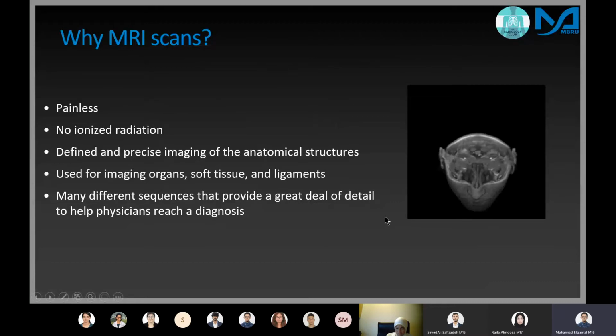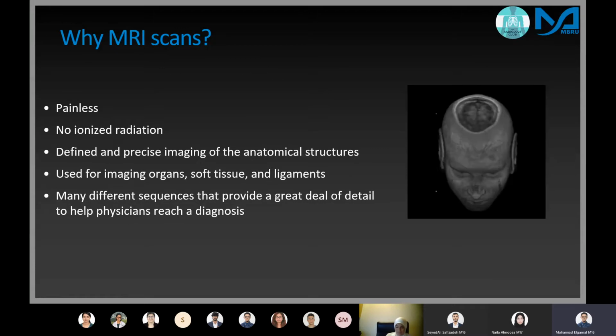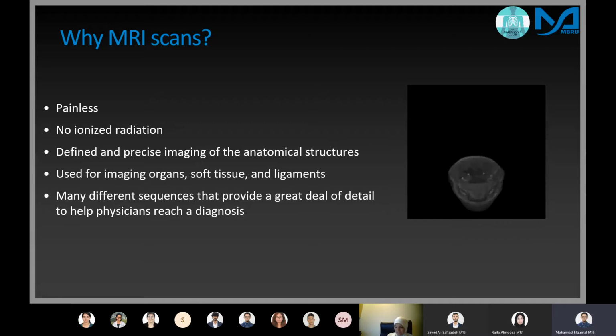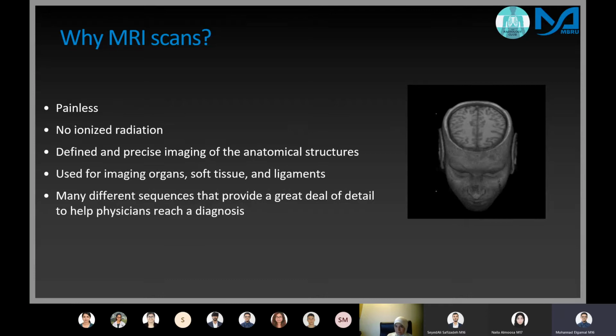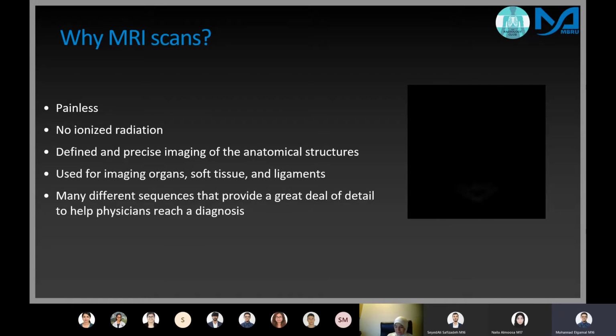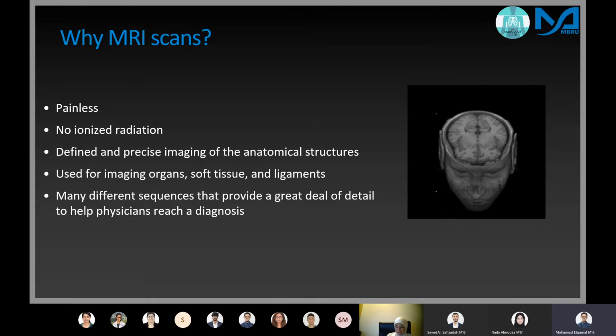Okay, so that's a lot of info about MRIs, I know, but now we've got to the part of why MRIs are important and why we would use them. They're also painless, in the sense that there's no intervention. It's not a procedure per se. And if you've noticed, we didn't talk about radiation at all. So MRIs are safe in that aspect, since there's no radiation involved.